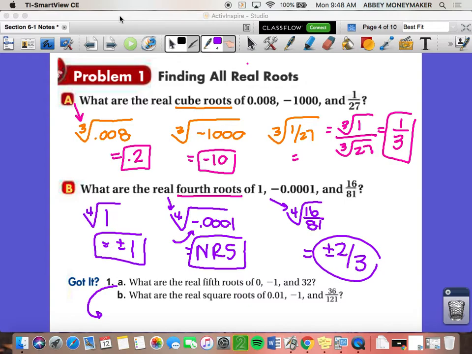So we're taking the fifth root. That would be 0. That would also be -1. And then the last one would be 2. And then here, what are the square roots? That would be plus or minus 0.1. No real solutions. And then plus or minus 6/11.